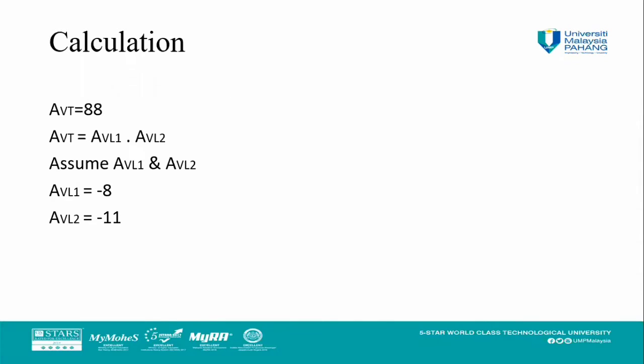Start with the calculation of AVT. The AVT formula is equal to AV loaded 1 times AV loaded 2. Here we assume that AV loaded 1 is equal to negative 8 and AV loaded 2 is equal to negative 11, so that we have AVT equal to 88.